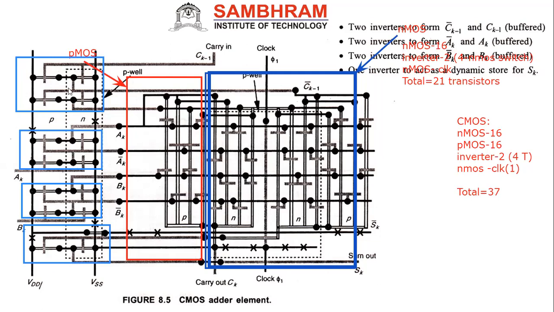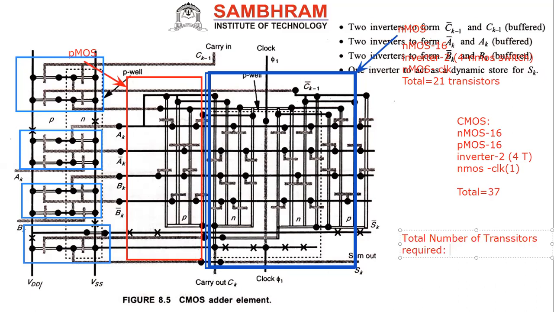Which type of inverter is here? It is nothing but a CMOS adder element. It is completely implemented with the help of CMOS only. Now, how many transistors are required in total? Total number of transistors required in CMOS logic. How many? Is there any idea?